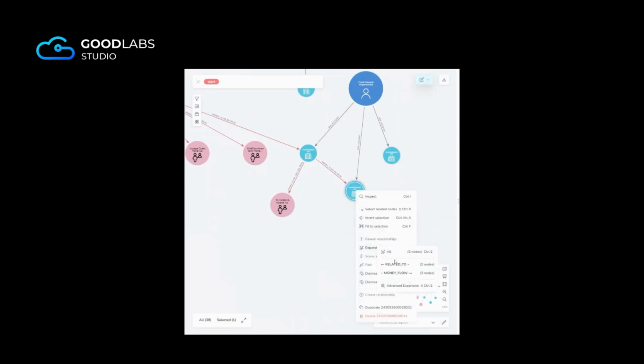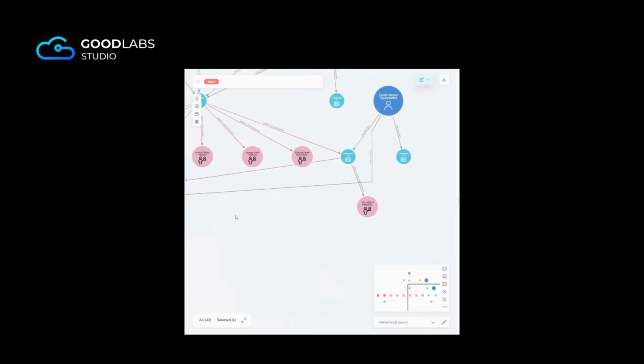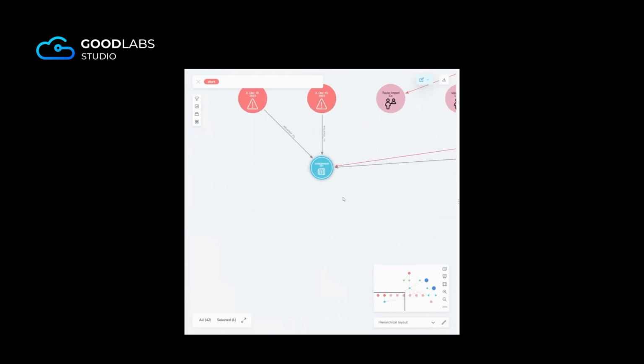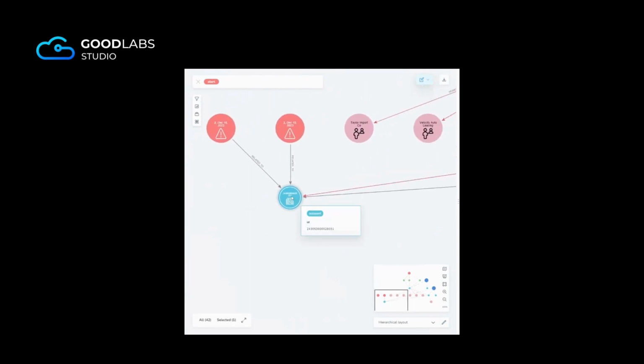So let's take a look first at who owns this account. So we can see this account left to another account ending in 8031. And on that specific account, there were two alerts triggered. If we hover our mouse over, we can see that alert ID 2 was triggered for elevated transaction frequency. Alert number 3 was also triggered for elevated transaction frequency.